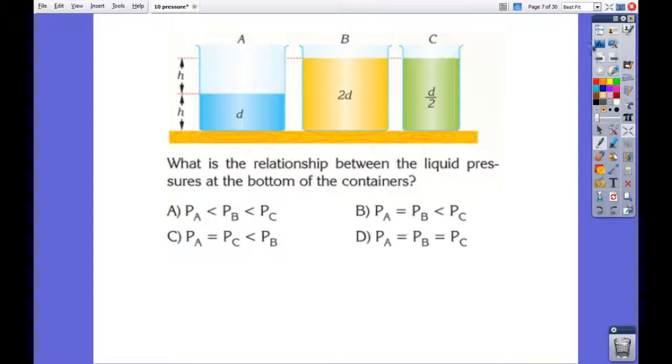Next question. There are 3 containers A, B, C having liquids with densities of D, 2D, and half D, and the depths are H, 2H, and 2H. What is the relationship between the liquid pressures at the bottom of the containers?